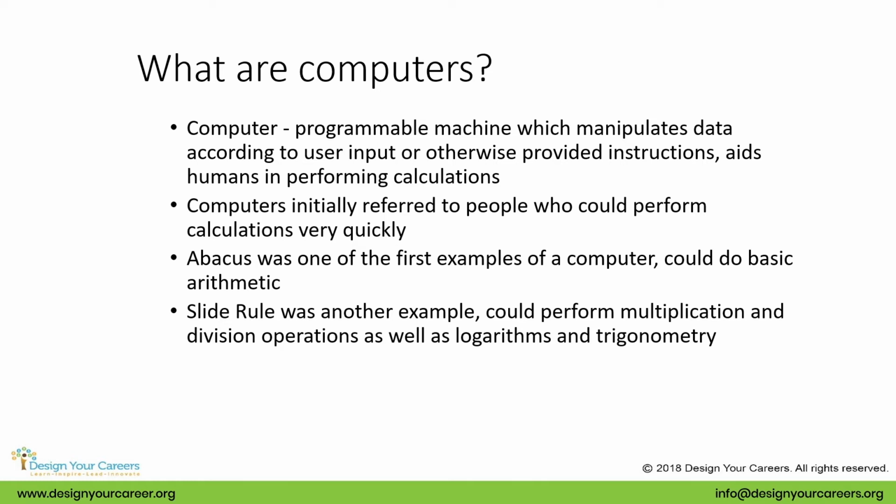This generalized definition makes sure that it encapsulates a lot of machines that came before what we think of as computers. Initially the term referred to people who did these difficult calculations. One of the first machines ever termed a computer was the abacus, one of the first examples that did basic arithmetic. It could add, it could subtract. The slide rule was one of the most basic computers as well. It could do trig, logarithms, multiplication, division, basic arithmetic operations which couldn't really be done by humans back then but could be done by these computers.